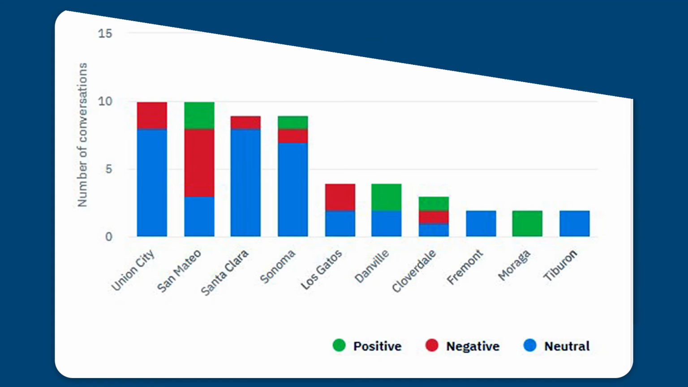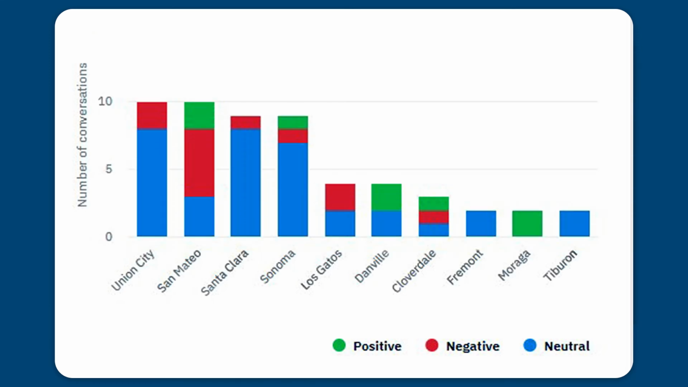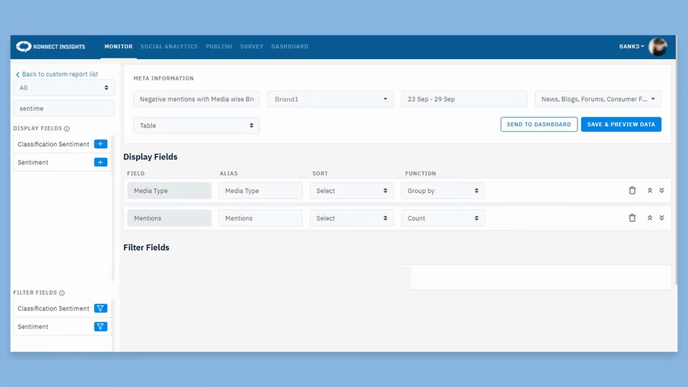Number 3. And now let us look at one more example. Let us create a report of the negative mentions with media-wise breakdown. Select media type and mentions under the display fields. Then select the function Group By for media type and count for mentions.